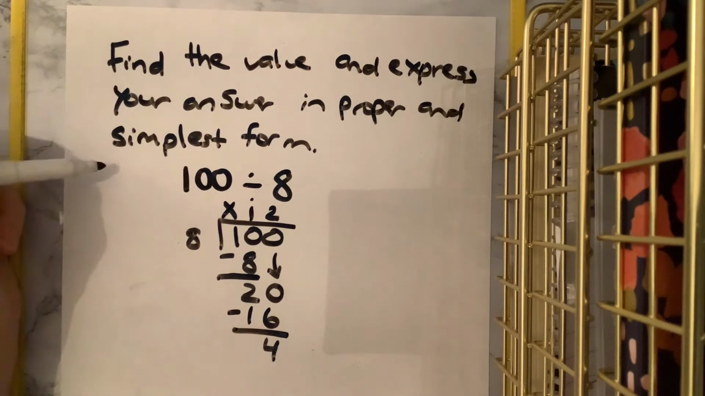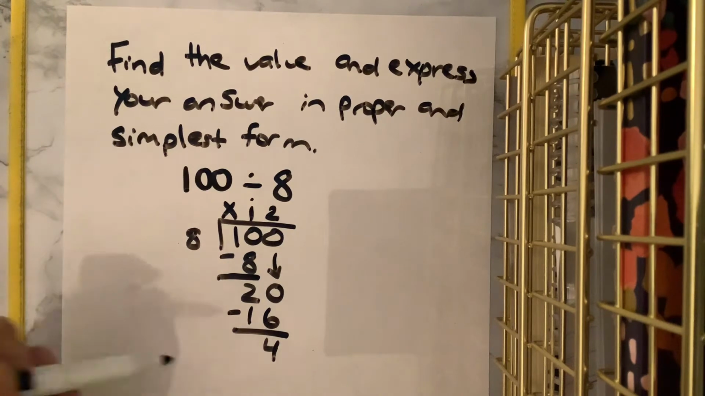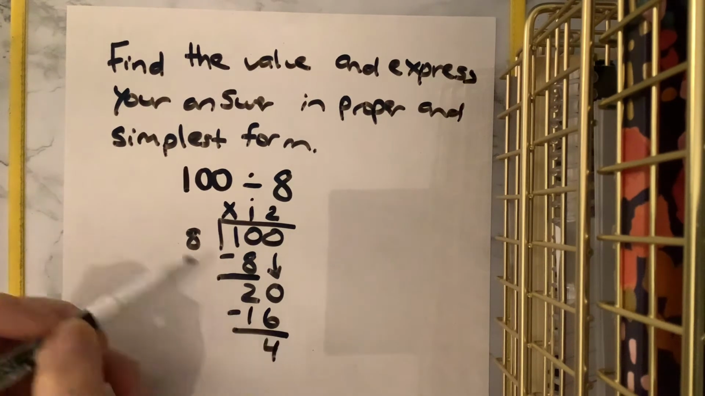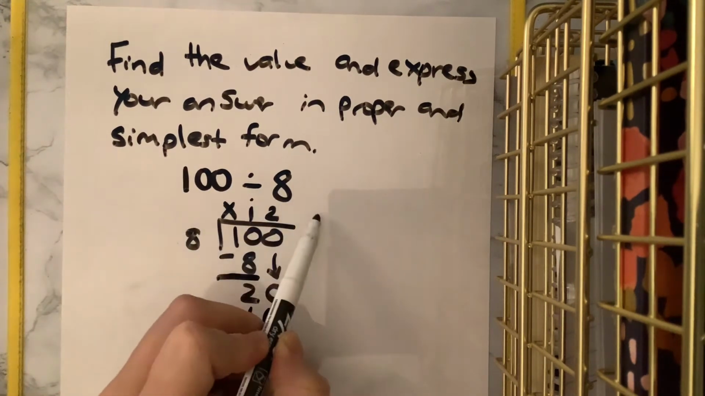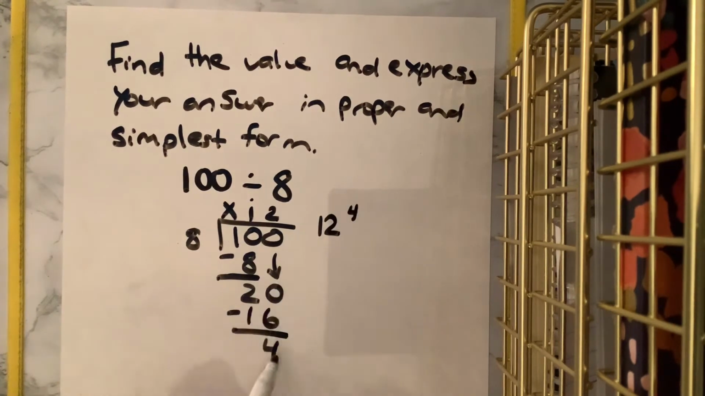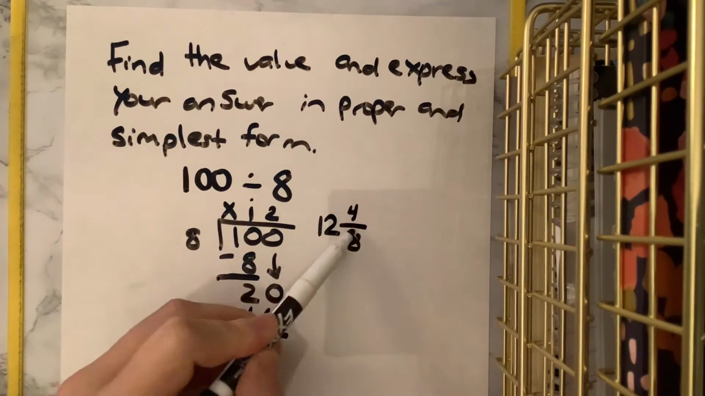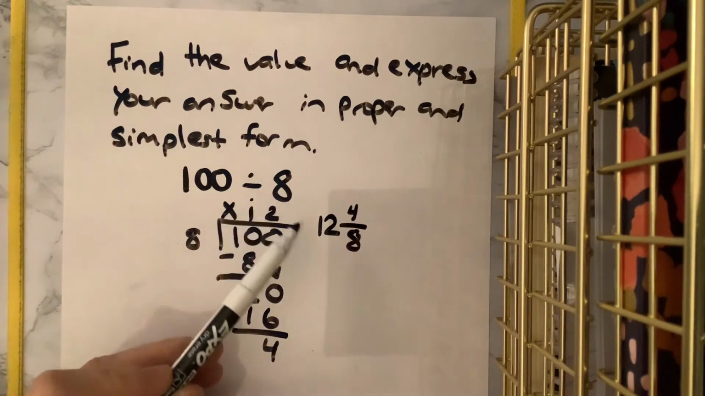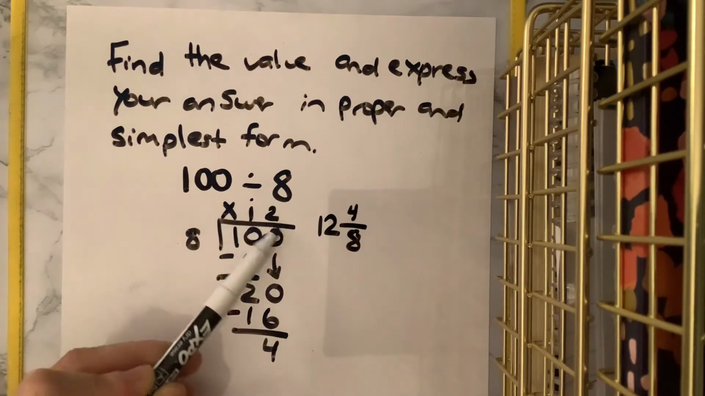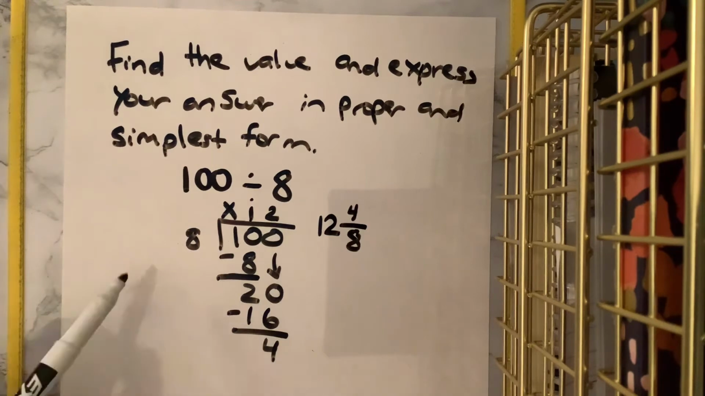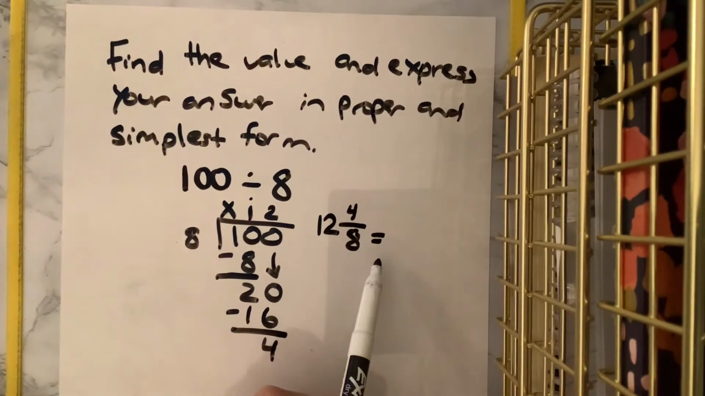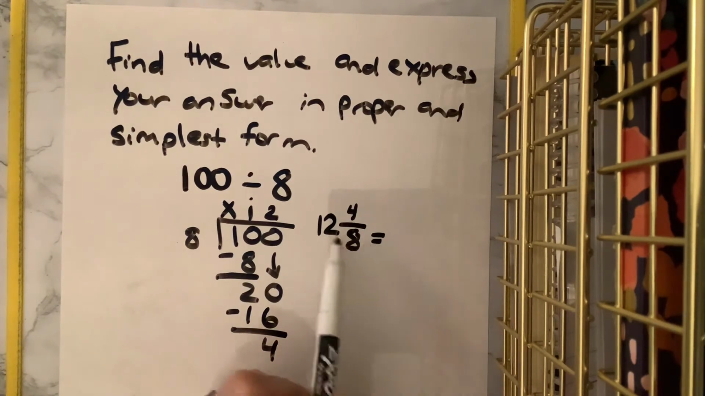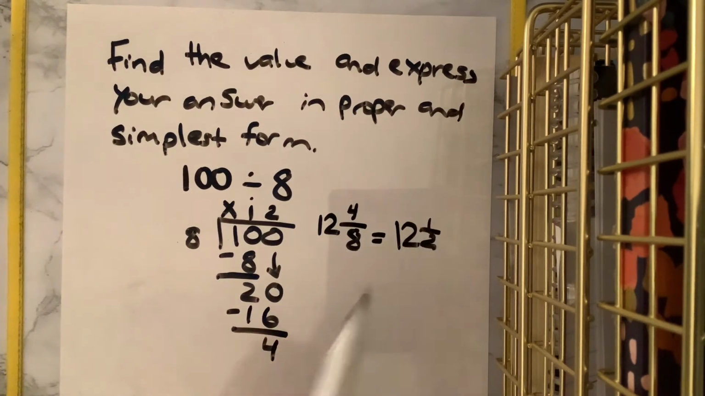But in this case, remember what I said, if you're being asked for proper and simplest form, that means you're expressing your answer with the remainder over the divisor. So we end up with 12 and 4/8. And that clock thing can make sense here too, right? We start here and then go around 12 and 4/8, just like a clock. We always check, is it proper? Yep. Can it be simplified? Yes, it sure can. So your answer here should be 12 and a half.